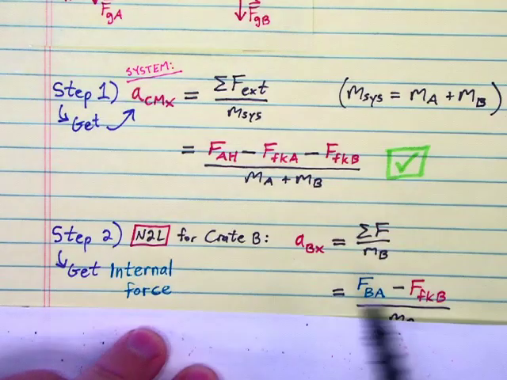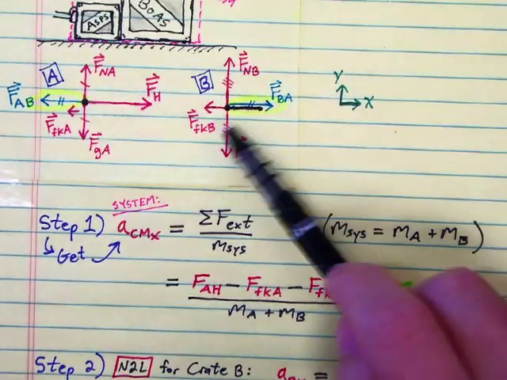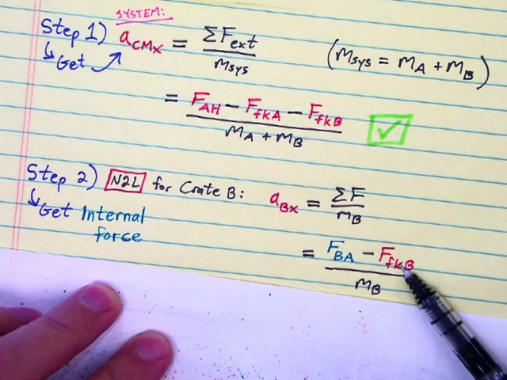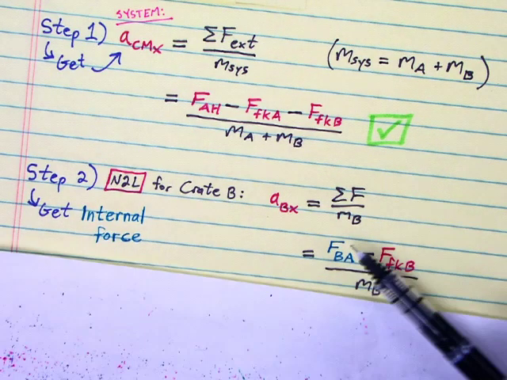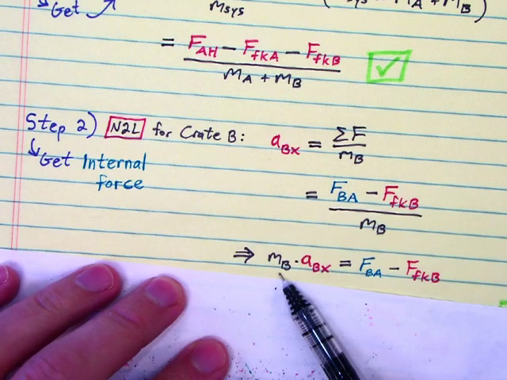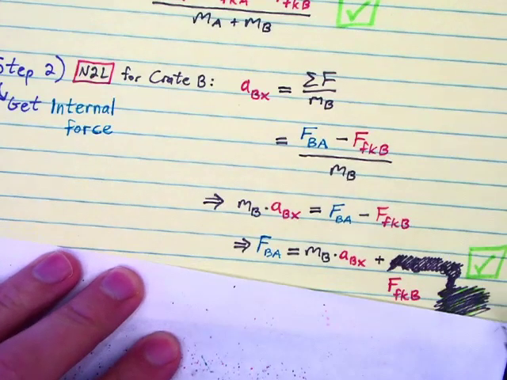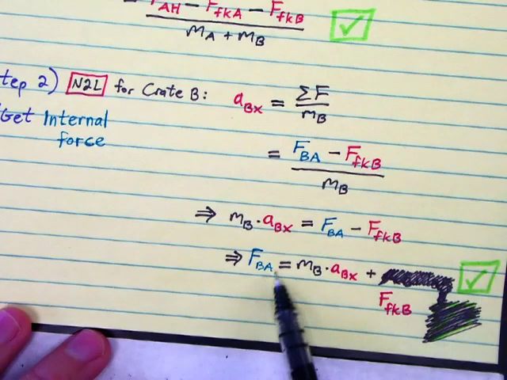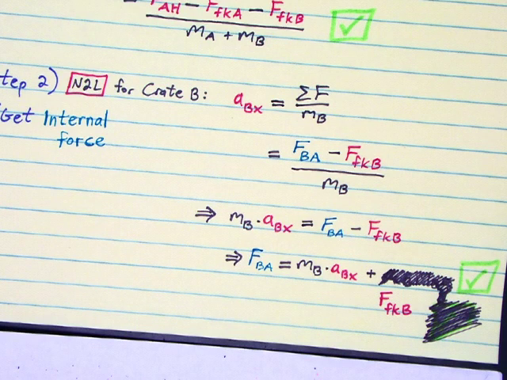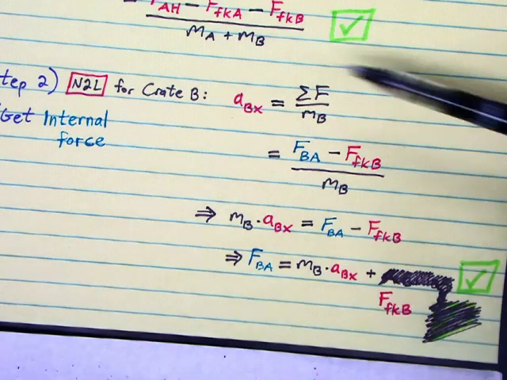So here, Newton's second law for crate B, sum all the forces on crate B. That means in the x direction, F_BA minus this force of friction. There we go. And then we're going to rearrange this to solve for the force on B due to A. So just do a little algebra, multiply both sides by mB, then I'm going to add F_fkB over here, and now we've got our result. The force on B due to A, that's our internal force, can be expressed as this sum over here. And that's basically our answer because we know all of these things in terms of our givens.